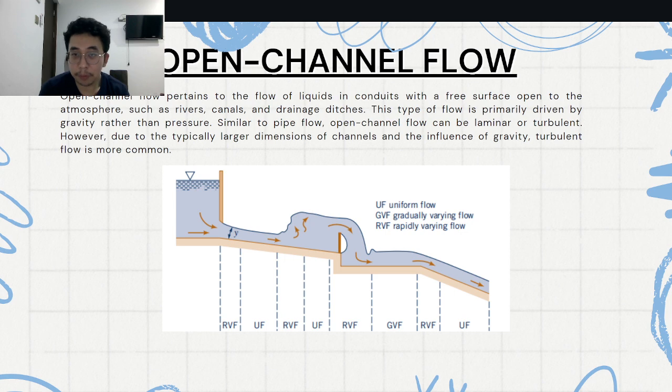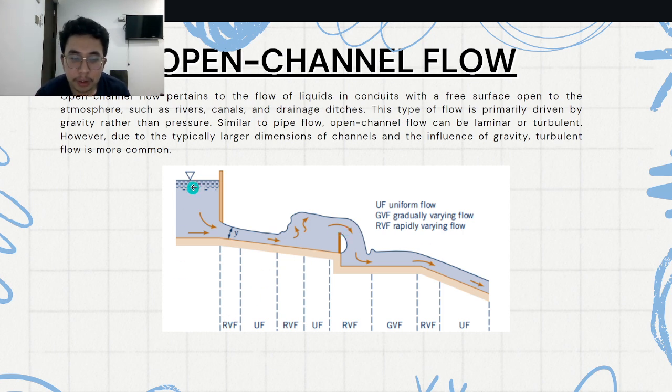Similarly to pipe flow, open channel flow can be laminar or turbulent, but since it's an open channel with a large dimension and a strong influence of gravity, it's mostly turbulent, as you can see. We can call this part laminar flow, but at this part it's very turbulent, and at this point it continues to be laminar. There are many things happening in open channel flow.